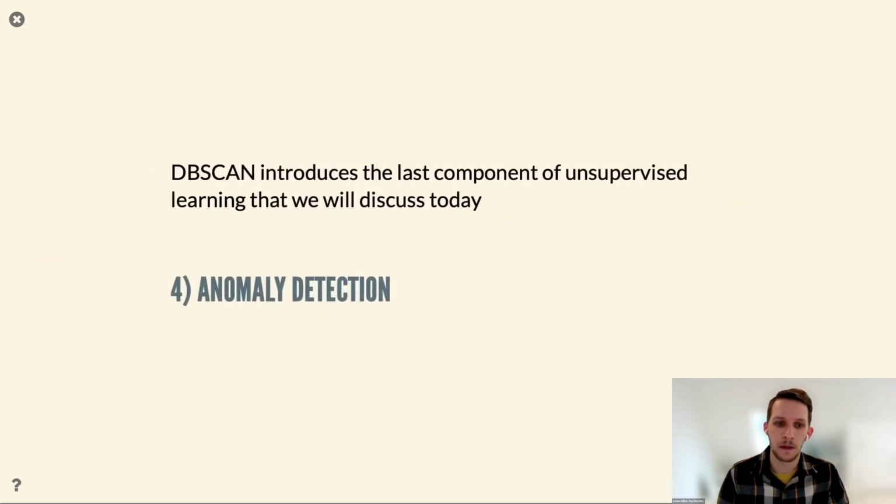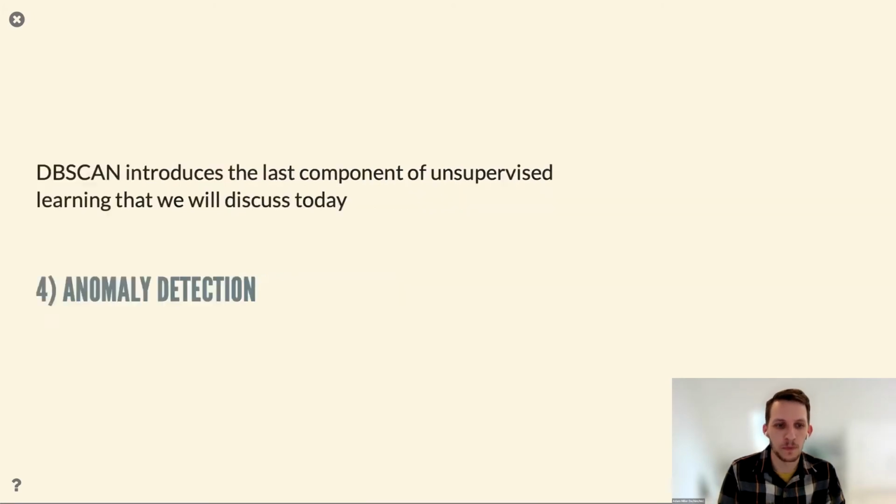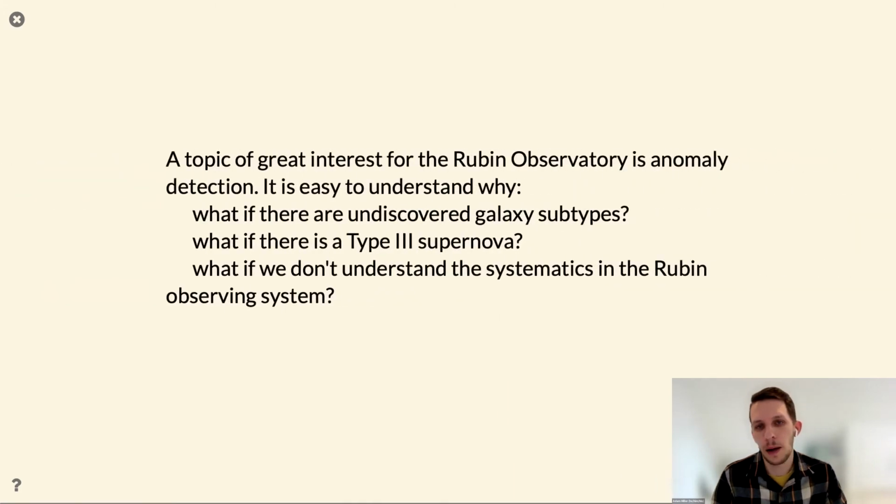Okay, all right. DBSCAN introduces the last component of unsupervised learning that I want to talk about today, which is anomaly detection. Anomaly detection is a topic of great interest in astronomy. As I said earlier today, a lot of the history of astronomy is point a telescope in some new direction, find something that no one has ever seen before, and then try to figure out what that thing is. And this is, of course, an area of great interest for the Rubin Observatory.